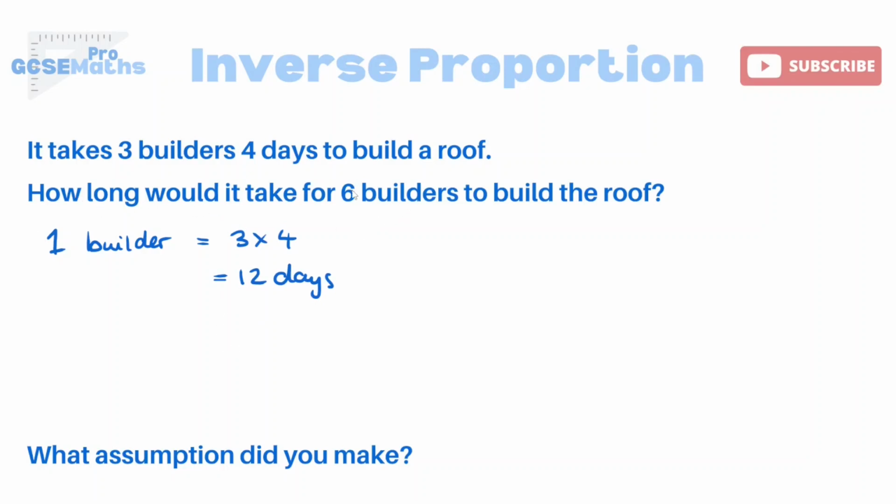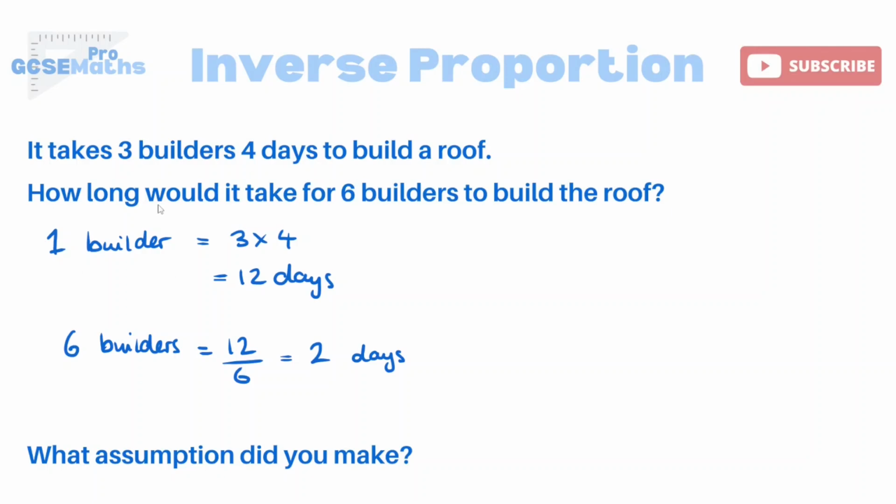Now, how long does it take for 6 builders? This is when I can actually then divide it, right? Because it's going to be more builders, so therefore a shorter amount of time. So 6 builders would be the 12 days divided by 6, which is 2. So we get 2 days.